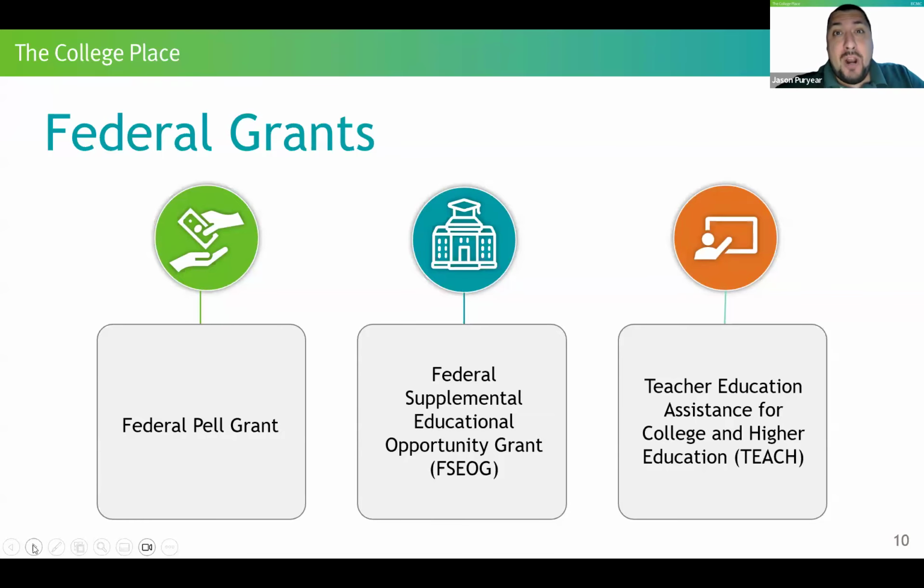And there's a service requirement on the back end if you receive TEACH Grant funding. You have to teach for 4 years in an area of need at a school of need in order to meet that service requirement, and you have 8 years after graduation to do so. If you don't meet that service requirement, that grant becomes an unsubsidized loan with interest from the day the grant was disbursed to the student originally. So just be careful there. If you're utilizing TEACH Grant funding, make sure you fulfill the service requirement on the back end.